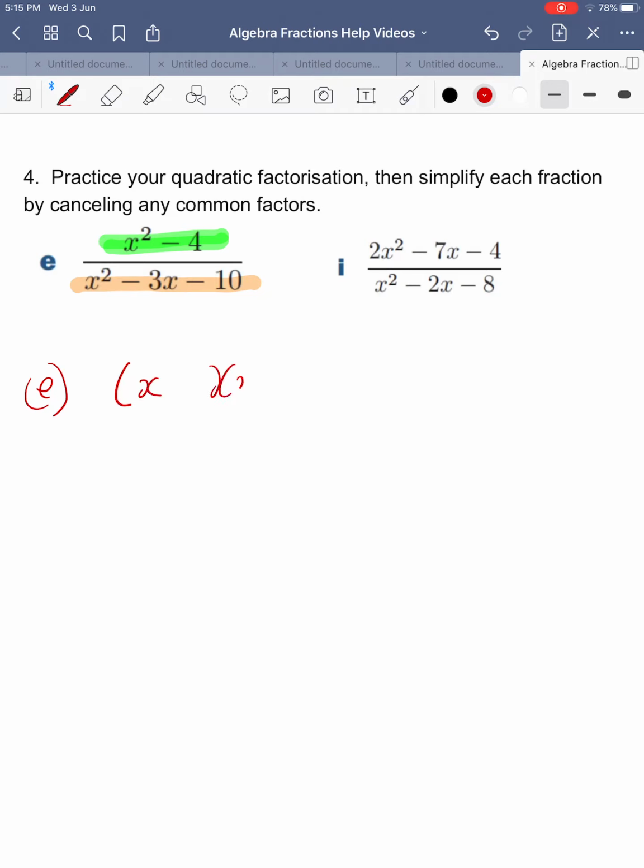This is actually x times x to give the x squared. This is 2 times 2 to give the 4. One's positive, one's negative. This is called the difference of two squares. It's x times x and 2 times 2, and it takes that particular shape.